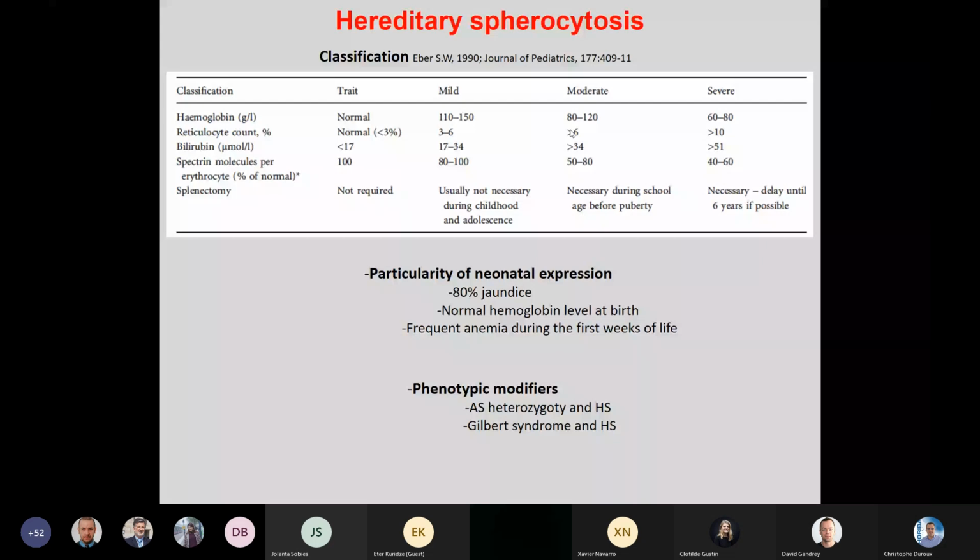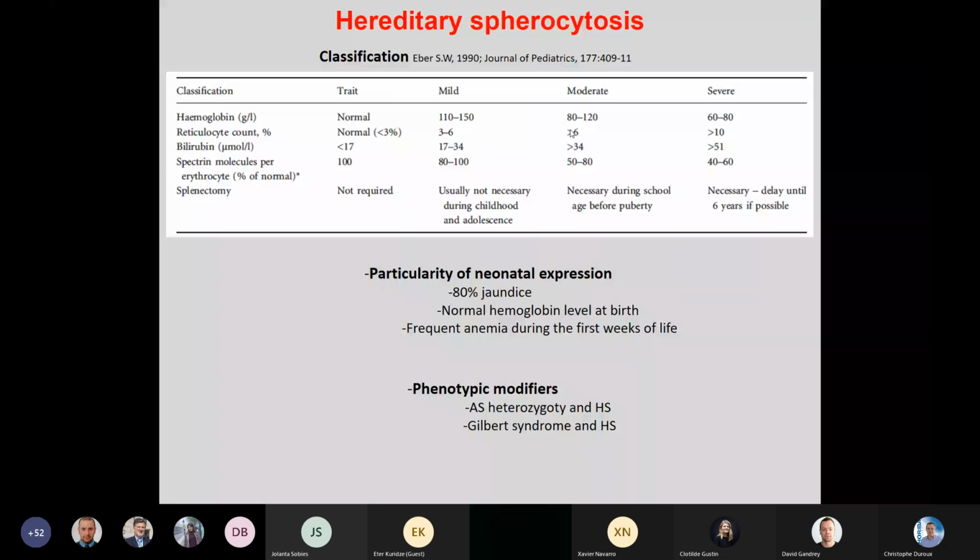The neonatal period is always at risk for a patient with membrane disorders. First, it induces jaundice very frequently, but what is important to know is that when a newborn has spherocytosis, you check his hemoglobin level at birth, and most of the time it is normal. But during the first days or the first week of life, you may see the hemoglobin level decrease, sometimes drastically, and some of these children will require transient transfusional support.